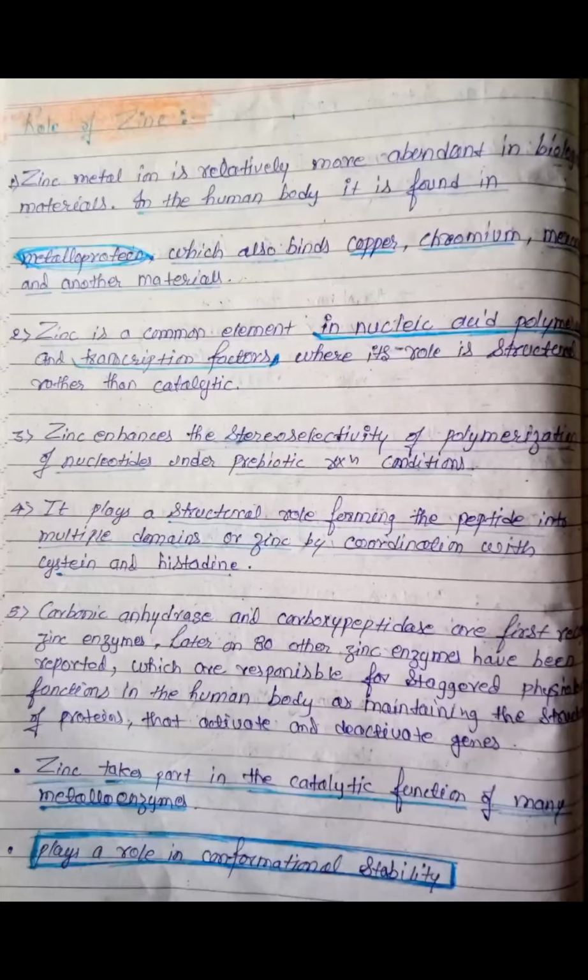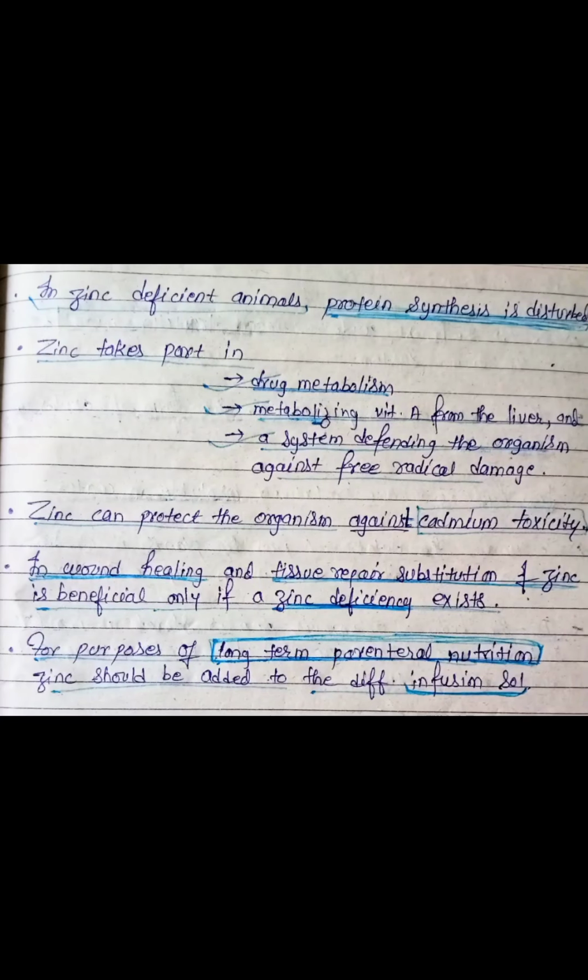Carbonic anhydrase and carboxypeptidase are the first zinc enzymes. Later on 80 other zinc enzymes have been reported, which are responsible for staggered physiological functions in the human body, such as maintaining the structures of proteins that activate and deactivate genes. Zinc takes part in the catalytic function of many metalloenzymes and plays a role in conformational stability.